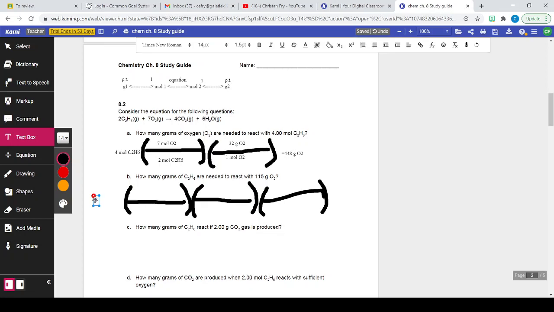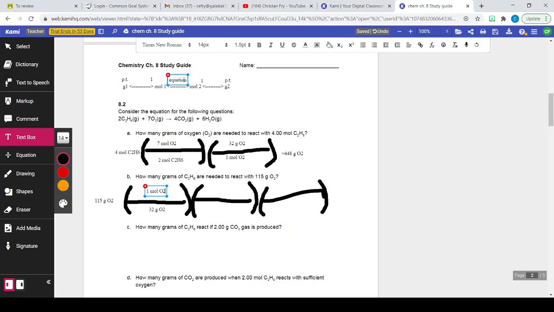Alright, so out here on the side, I'm going to write 115 grams of O2. On bottom is going to be grams of O2, and using your periodic table, that weighs 32 grams. That's always in 1 mole. So now I went from here to here.